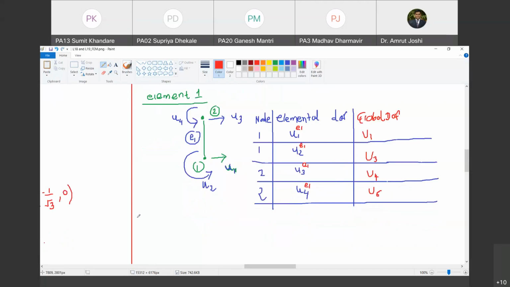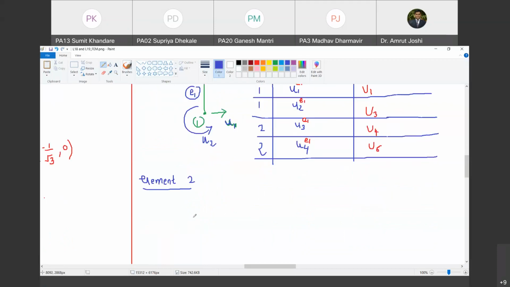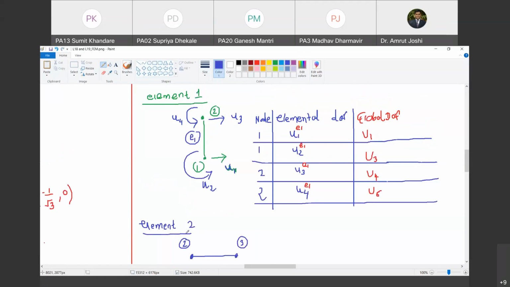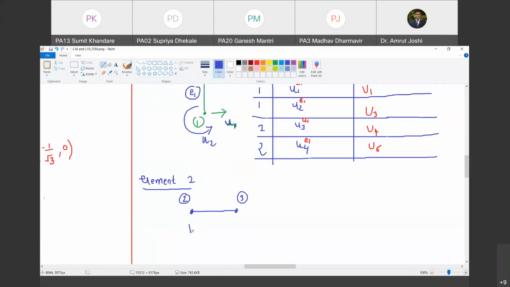Yes, sir. Okay. Now let us do this exercise for element number 2. So element number 2 runs from 2 to 3. Do you agree with me? Yes, sir. Now I am going to mark, so 2 is the starting node, 3 is the end node. So I am going to have elemental degrees of freedom, which I am going to mark as transverse to the element, that I am going to mark as U1. Are you with me? Yes, sir.